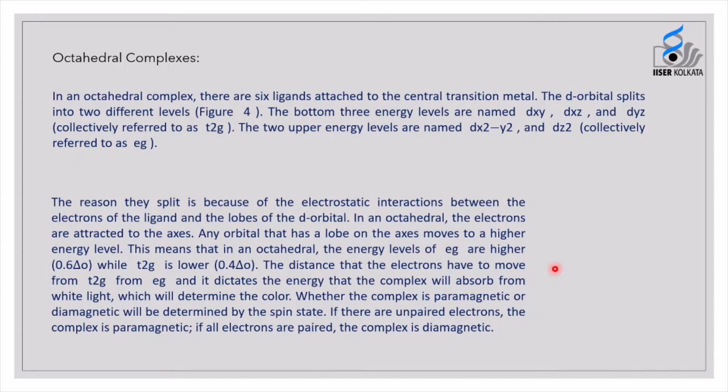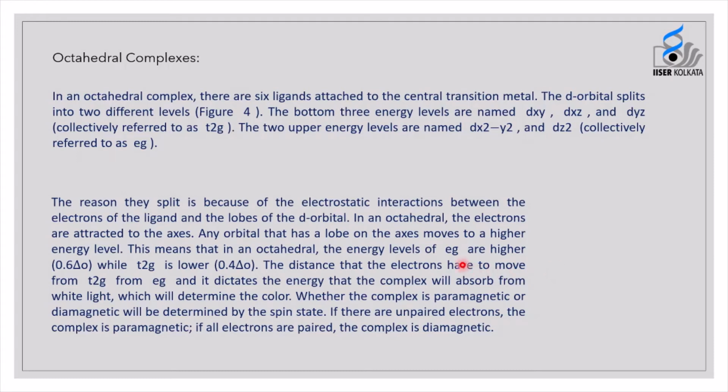The distance that the electrons have to move from t2g to eg dictates the energy that the complex will absorb from the white light, which will determine the color. Whether the complex is paramagnetic or diamagnetic will be determined by the spin state. If there are unpaired electrons, the complex is paramagnetic. If all electrons are paired, the complex is diamagnetic.